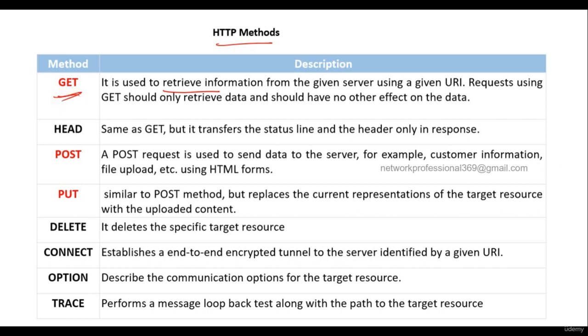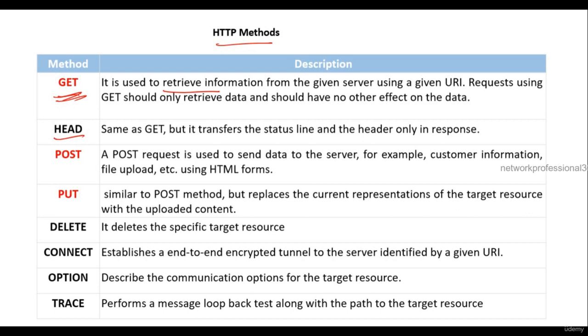If you select a product on it, say you're planning to purchase a laptop and you click that image, using the GET method you will see the detailed information about the product, like the product landing page. So the GET method is used to retrieve information from the server. The next is the HEAD method. It is similar to the GET method, but it transfers only the status line and the headers in the response. This is the main difference between HEAD and GET.